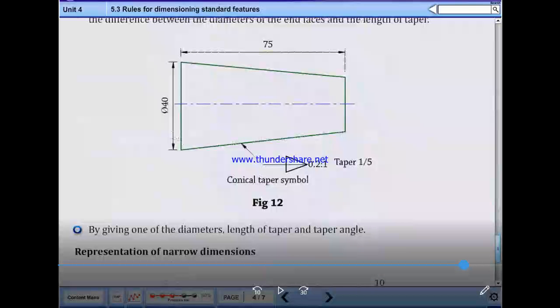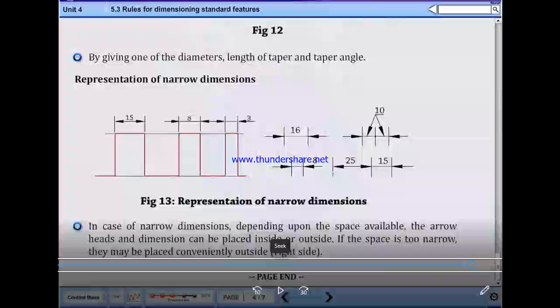Note on this figure, the conical taper symbol. Taper 1/5. Or by giving one of the diameters, the length of taper and the taper angle. Representation of narrow dimensioning. So note down all.